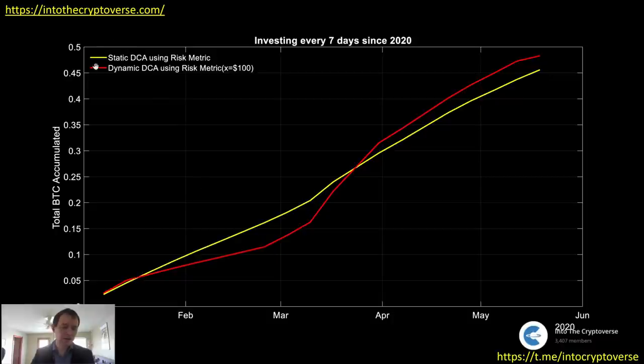And especially you could still do a static DCA using the risk metric so that you just don't put in more money when the risk is going through the roof and the price of Bitcoin is going through the roof. You could still follow that approach if you're worried about getting your money into the market. Or if you just want to do the dynamic DCA and allow yourself to have capital on the sidelines in the event that the risk drops, then this could be the approach for you.